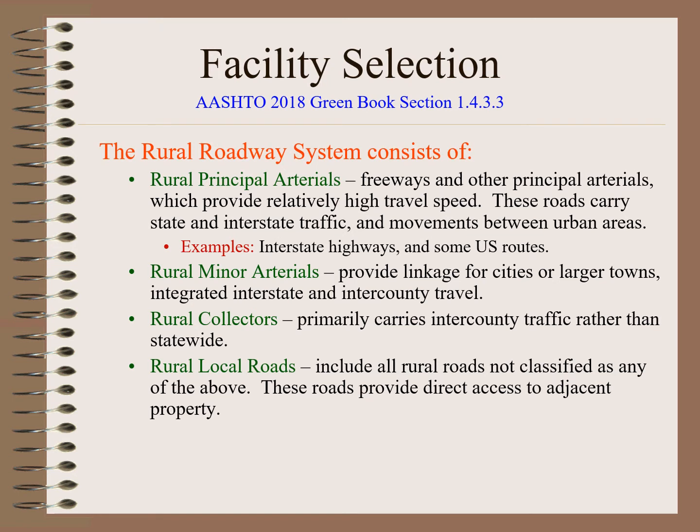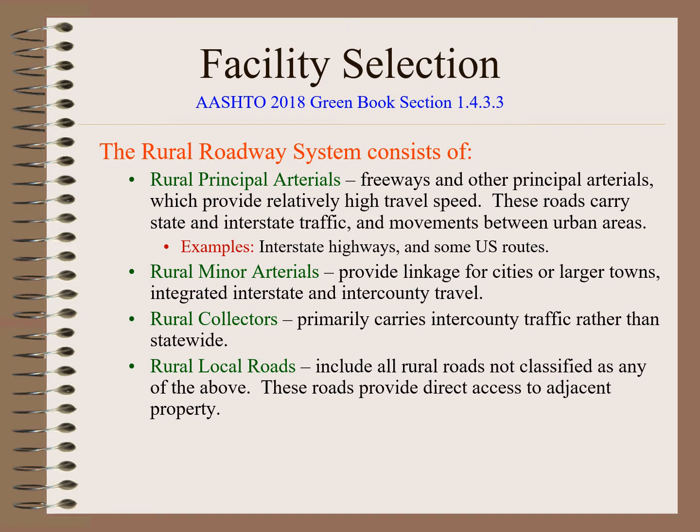So now the rural roadway system consists of rural principal arterials, rural minor arterials, rural collectors, and rural local roads. And you need to think about these the way that you enter the rural area and you exit the rural area. So the rural principal arterials are going to be all those roads that are freeways and principal arterials which provide a relatively high travel speed. So these are going to be those state and interstate traffic type movements in between urban areas and the rural areas. So interstate highways and US routes.